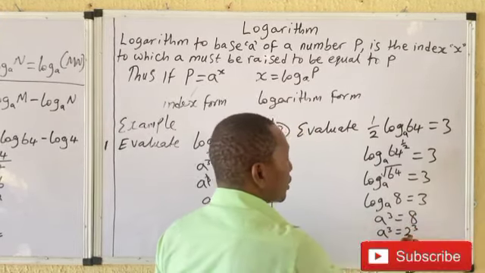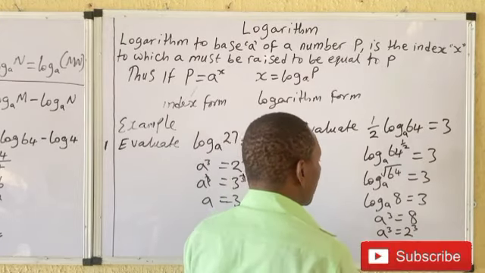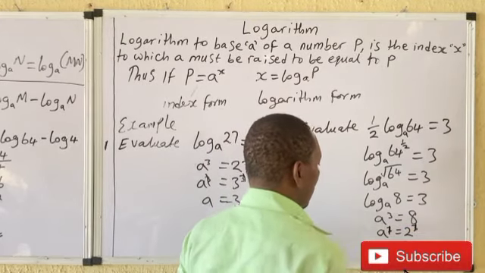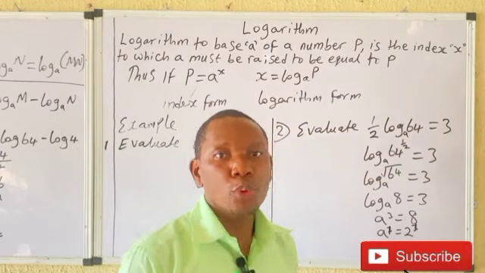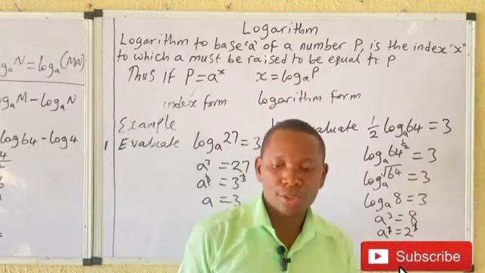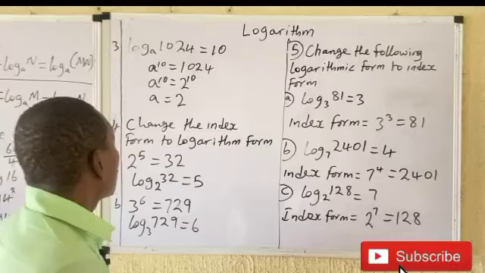After doing that, 8 is the same thing as 2 raised to power 3. This will cancel out this, and A is equals to what? 2. It's a very simple process. Let's take more questions. Now, let's take question number 3.